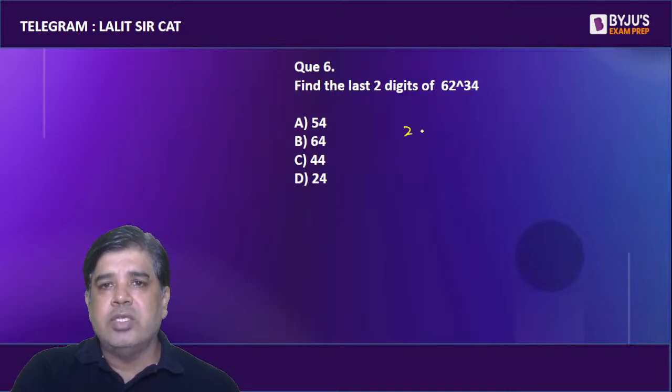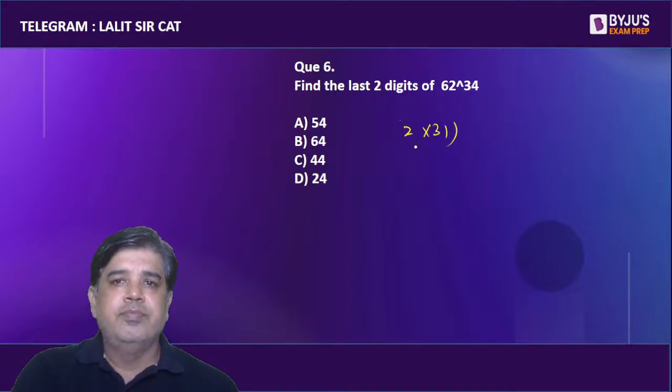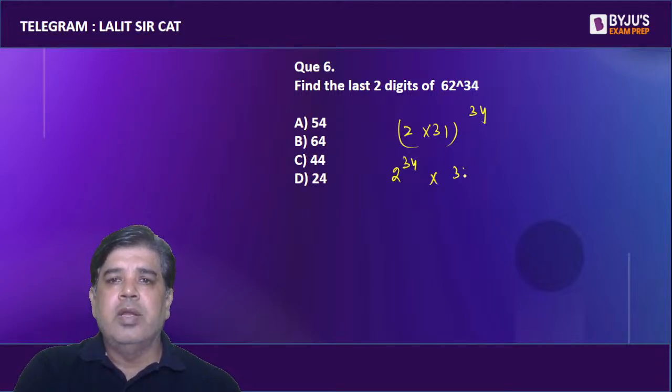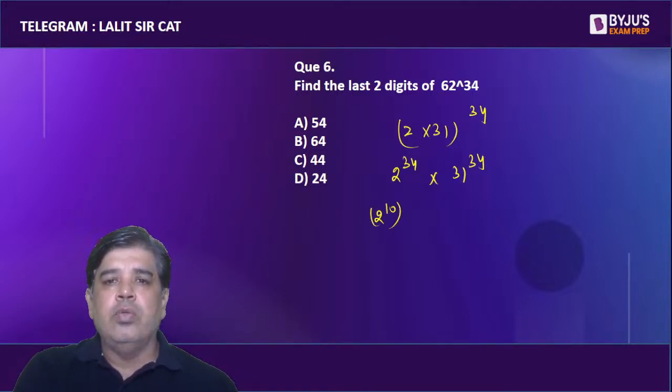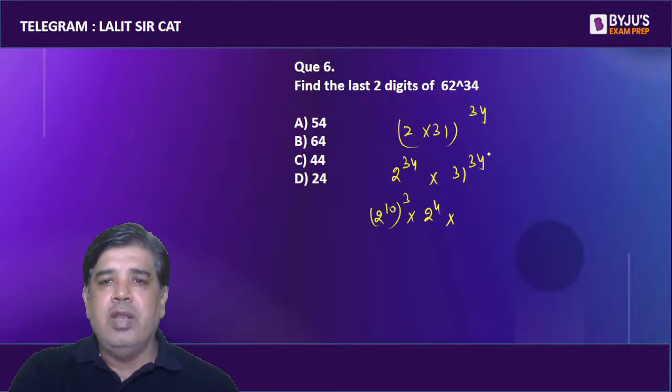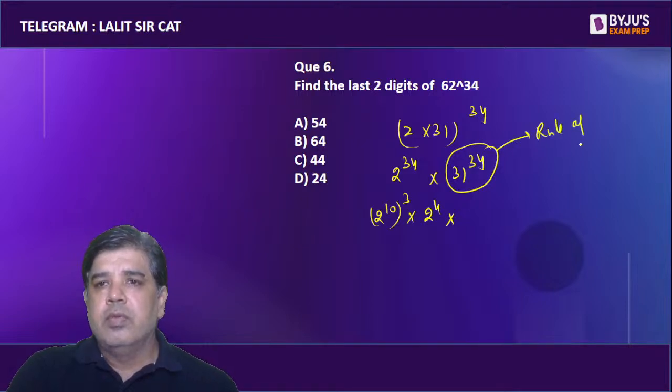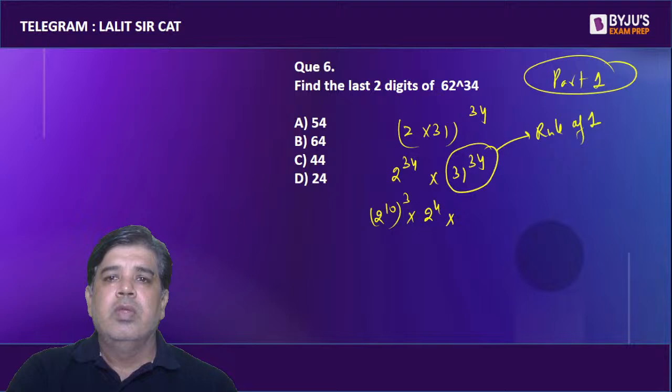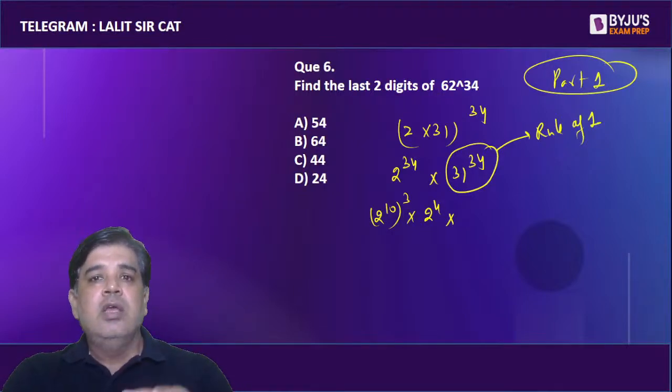62, student, 62 is 2 into 31. So we have 2 raised to power 34, 31 raised to power 34. This is 2 raised to power 10 into 3 raised to power 30 into 2 raised to power 4, and here we will apply the rule of 1. We have discussed this in part 1 of this series. Watch part 1 of this series for finding the last two digits with the rule of 1.